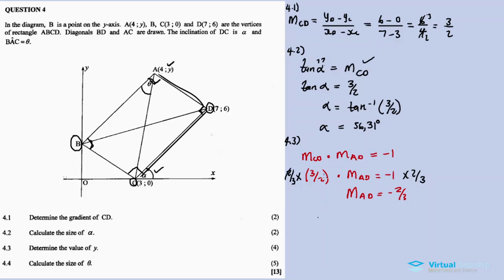So that 2 cancels 2, 3 cancels 3. Since I multiply by 2/3 on one side, I need to do the same on the other. So -1 times 2/3, and I get the answer. So now I have the gradient for AD, right? Now I have the gradient for AD. Now I can calculate the y coordinate. I can calculate the value for y, the y coordinate of A.